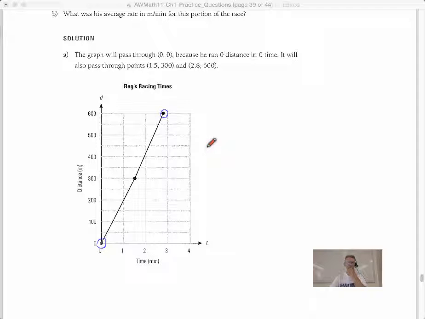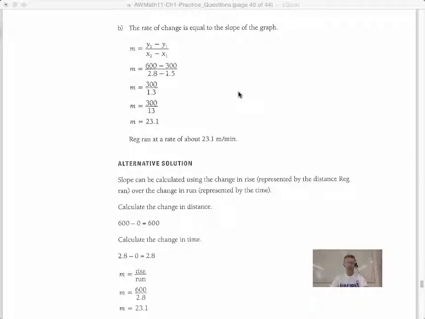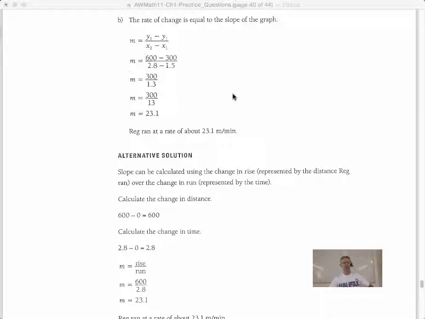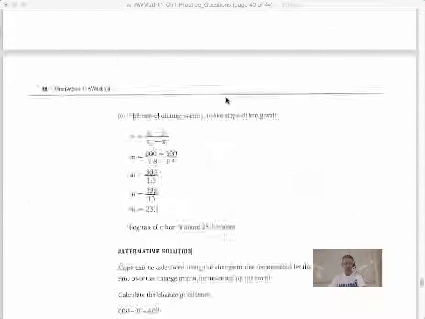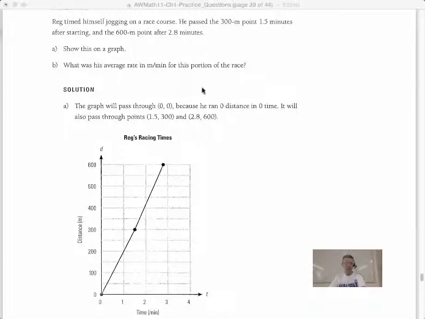That'll give us the average of these two. Okay, so let's see what they have below for a solution. Okay, do they do that? They're not doing it the way I've suggested for some reason. They're taking the last part of, maybe I'm reading the question wrong. What was his average rate for this portion of the race? It's badly worded here. They really want this part of the slope. At least that's what they're calculating.